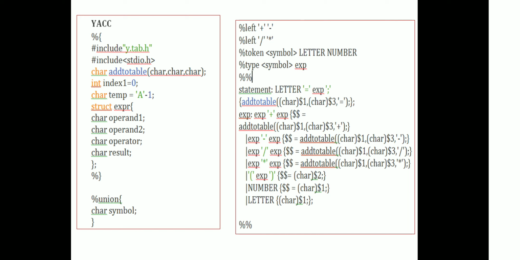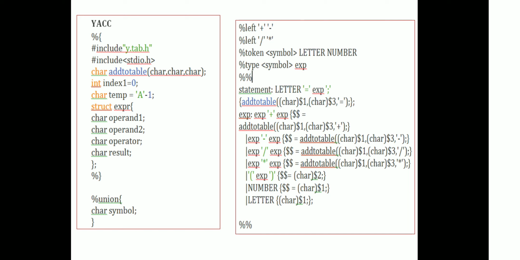Now we'll start with the translation rules. The statement can be a letter equal to expression, so the letter is at the first position in the particular CFG, equal to is the second position, and expression is the third position. That's why we need to write $1, $3. Whatever letters are in $1, we convert into char and pass to the add table. Whatever the value in $3, we convert into char and pass to the add table, and the equal to operator we pass as well. Similarly, expression can be expression plus expression.